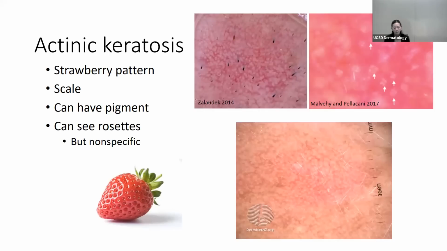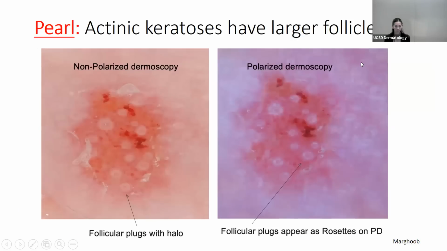The rosettes are seen in the top right photo here. They look like little four white leaf clovers, and they correspond to the follicular openings. Okay, the pearl here is that typically AKs tend to have larger follicular openings compared to other lesions. And what's also interesting is that they look different on non-polarized and polarized settings. So the rosettes you're only going to see with a polarized setting. So you can see that there on the right. And then if you actually look with contact, non-polarized, you won't see the rosettes, but you'll just see these really large white follicular plugs that have this halo, and they're the exact same structure.